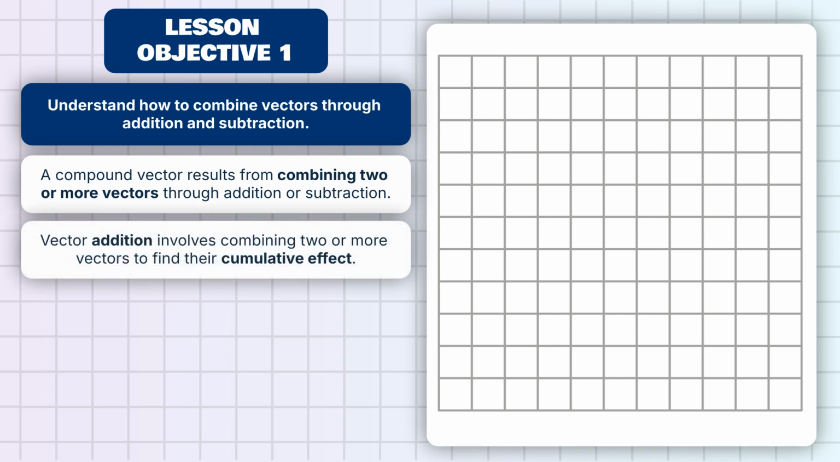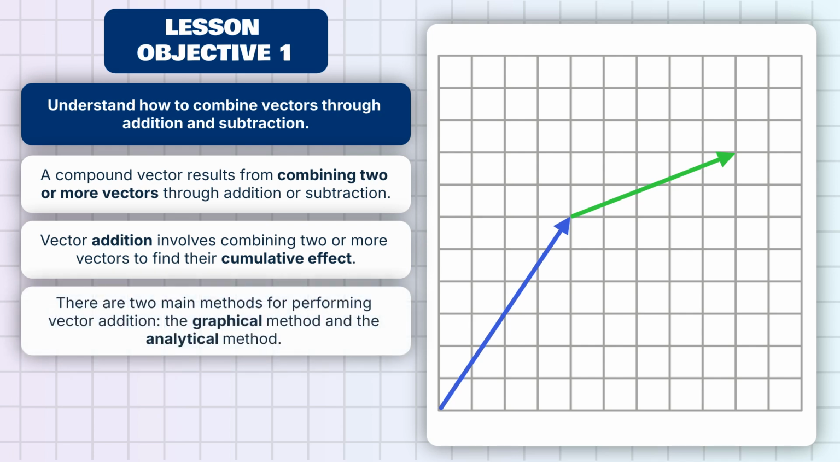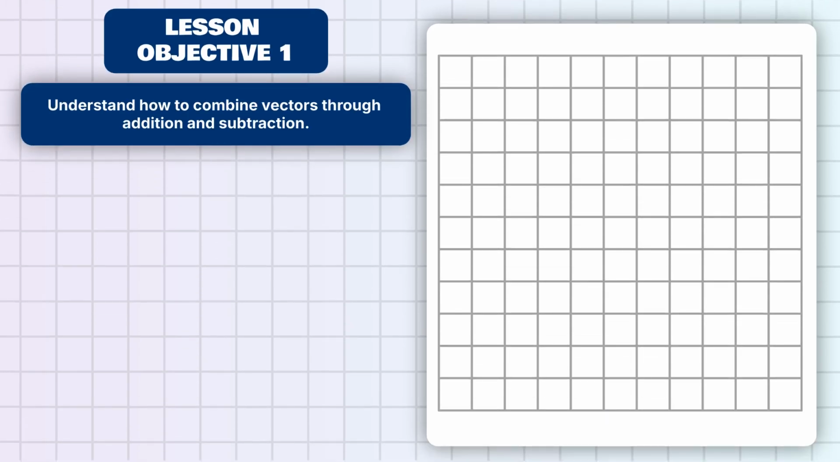Firstly, vector addition involves combining two or more vectors to find their cumulative effect. There are two primary methods to perform vector addition: the graphical method and the analytical method. We will begin by looking at the graphical method, which is sometimes known as the head-to-tail method.